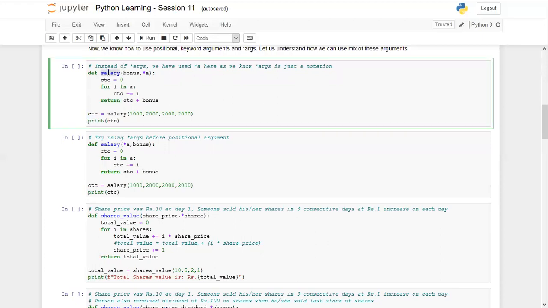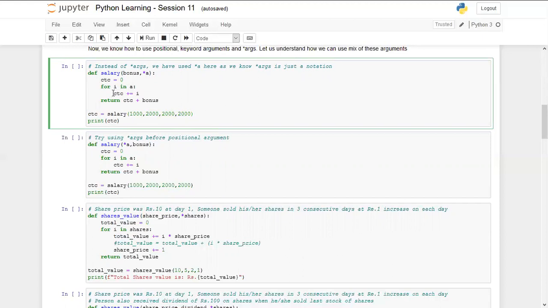So here we are creating a function salary in which I'm defining a positional argument bonus, comma, star a. Here we have not defined args, we have just defined a. So this is where we can see that star args is just a notation and we can use any variable name. Now we are defining a variable ctc equal to 0 and we are running a loop on this a. The values of a will be these 3. Suppose this is the bonus value and these 3 are the Jan, Feb and March salaries. So we are running a loop on this a which takes three values. I will explain how it takes.